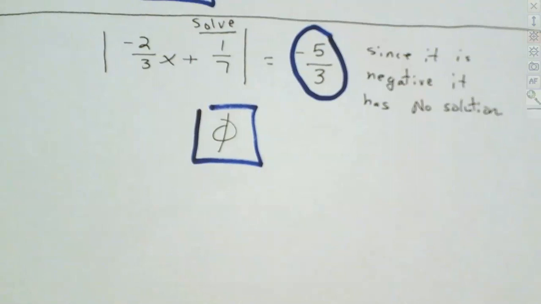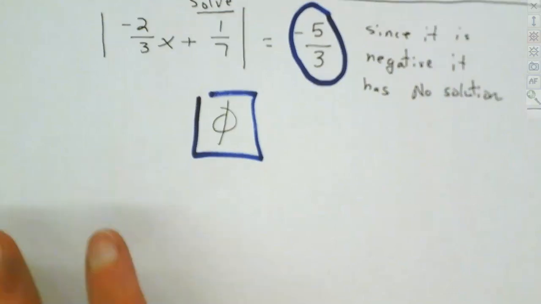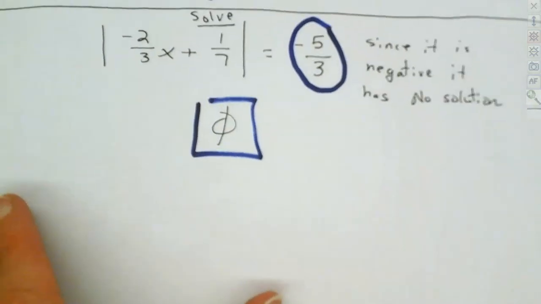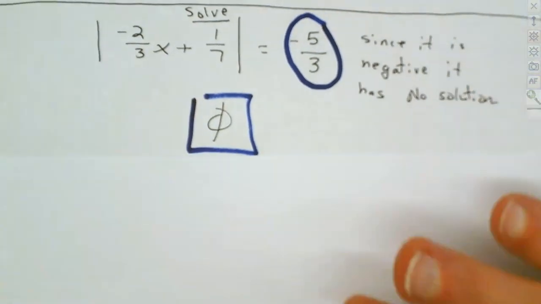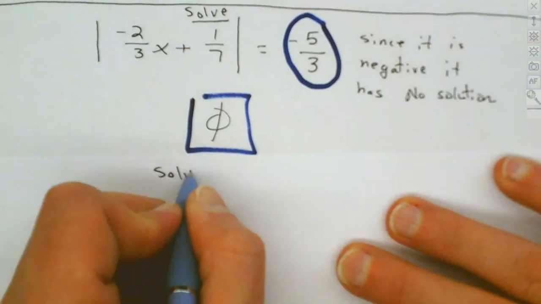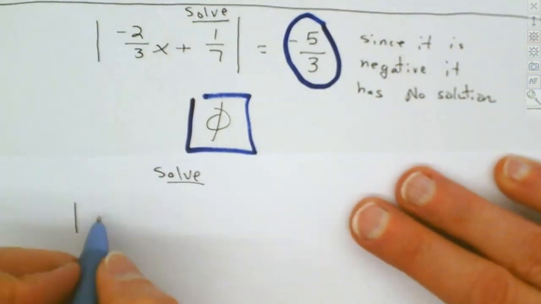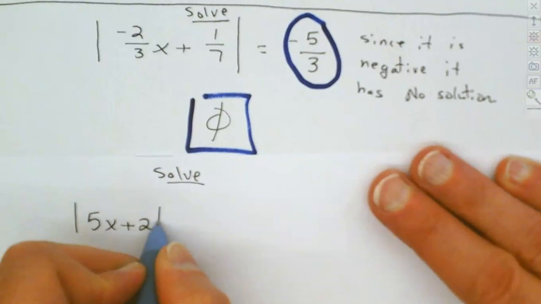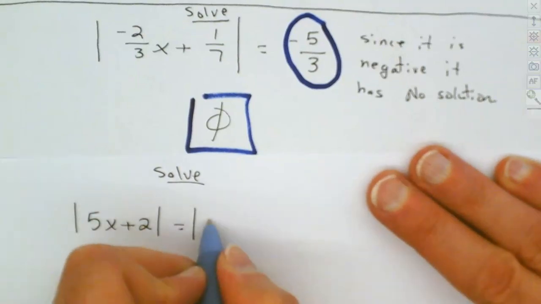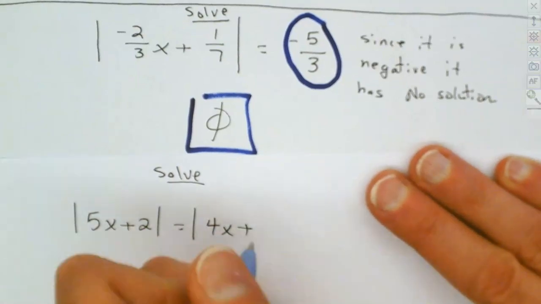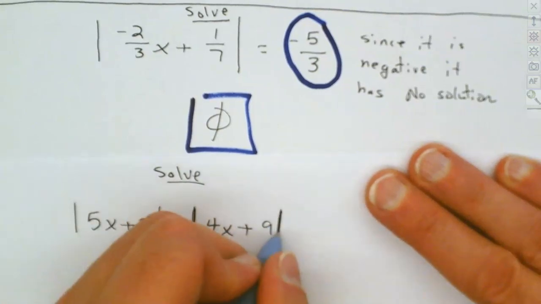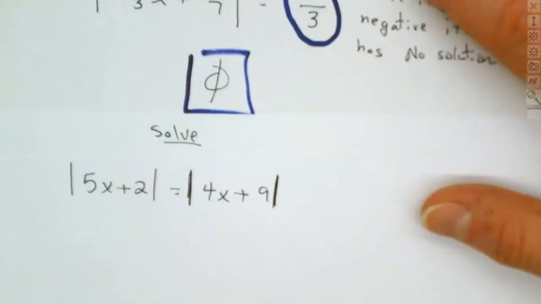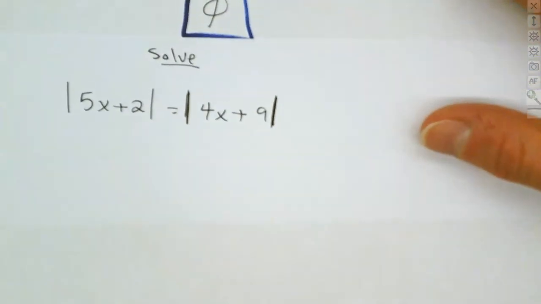We need to cover one more quick topic, and that's what happens when we have an absolute value equaling another absolute value. And this is easy as well. And we'll do two of these because these are pretty easy, pretty straightforward. So this is what we've got. Okay, I want you to solve this.